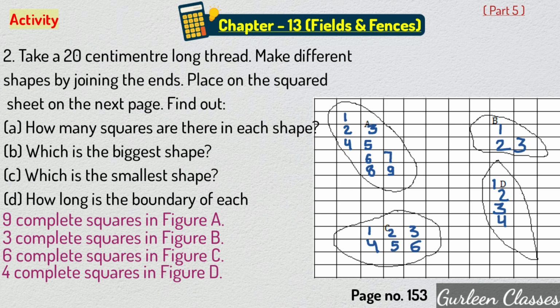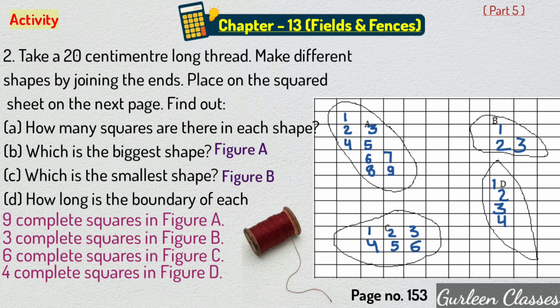B part, which is the biggest shape? The biggest shape is figure A, as there are 9 complete squares. C part, which is the smallest shape? The smallest shape is figure B, as there are 3 complete squares. D part, how long is the boundary of each shape? We can measure the boundary of each shape by placing thread along them. In the boundary, you have to place a thread from one side and take a full round to the other side.